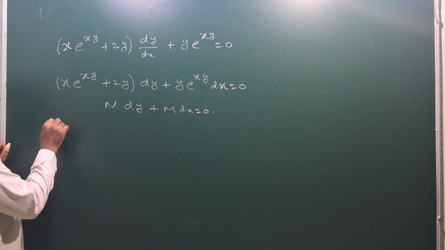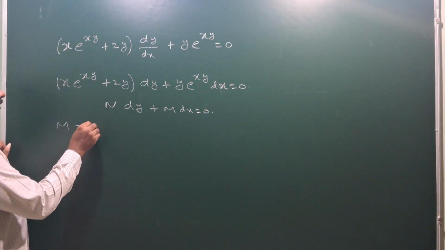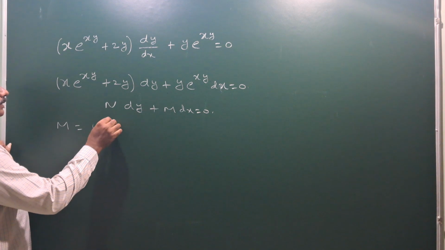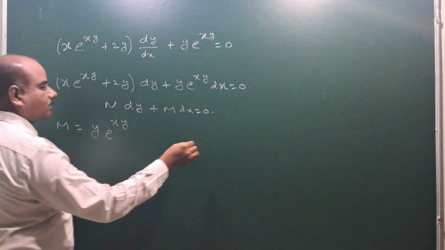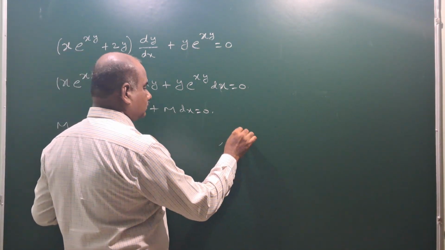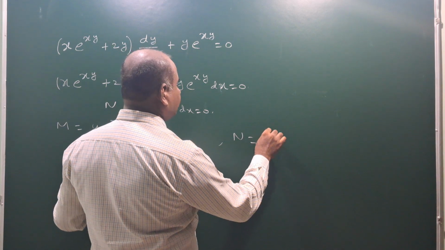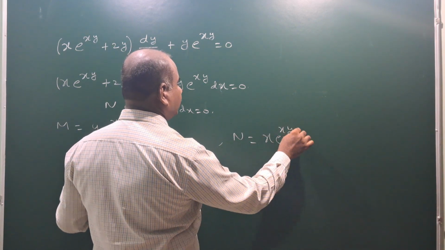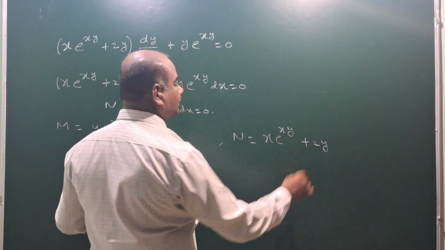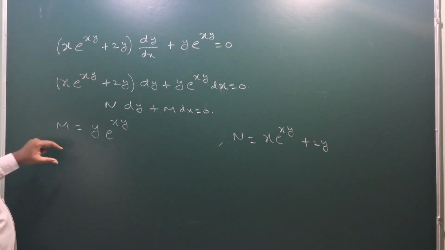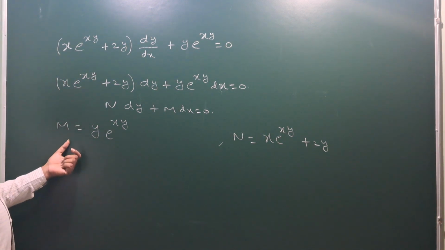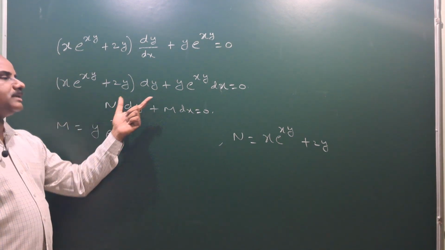Now write the values of M and N. M means y e^(xy), N means x e^(xy) + 2y. Okay. So these are the values of M and N. Now we have to check whether this equation is exact or not.